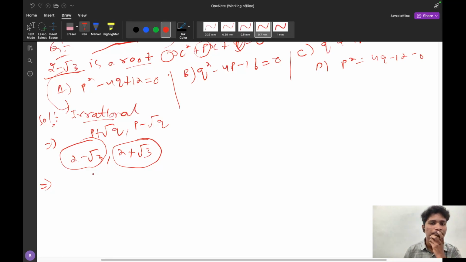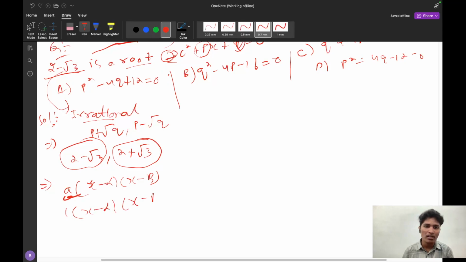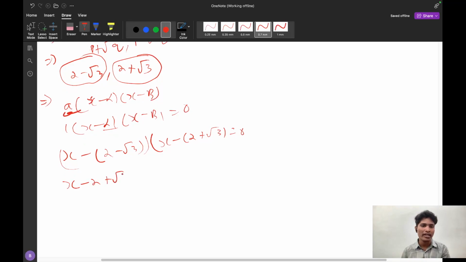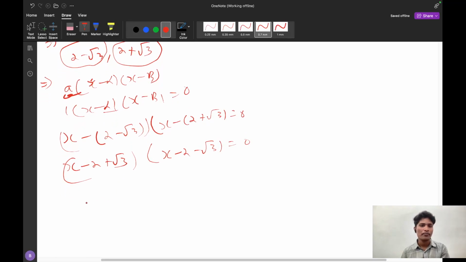Now, solve this equation. These two are the roots. I already said if two roots are given, I can write the equation. Here the leading coefficient is 1. So I can write this as a into x minus alpha into x minus beta. And what is the value of a? a is the leading coefficient, which is 1. So 1 into x minus alpha into x minus beta is equal to 0. Alpha is the first root, 2 minus root 3, and the second root is 2 plus root 3. So x minus 2 plus root 3 into x minus 2 minus root 3 is equal to 0.